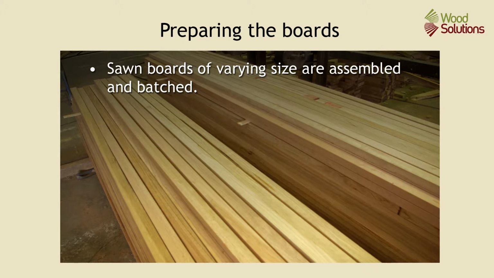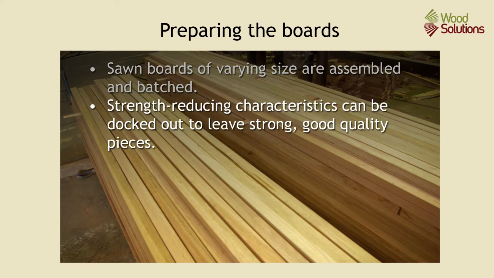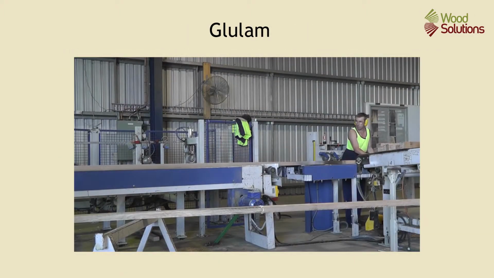Glue lamination can utilize short lengths of timber and recombine them to make large and structurally reliable elements. Sawn boards of varying sizes and quality can be assembled and then batched by size. Strength-reducing characteristics such as knots and splits can be docked out to leave pieces of the required strength, quality and dimension. These can include quite short pieces. This glue lamination line is a recovery operation in a major hardwood mill.